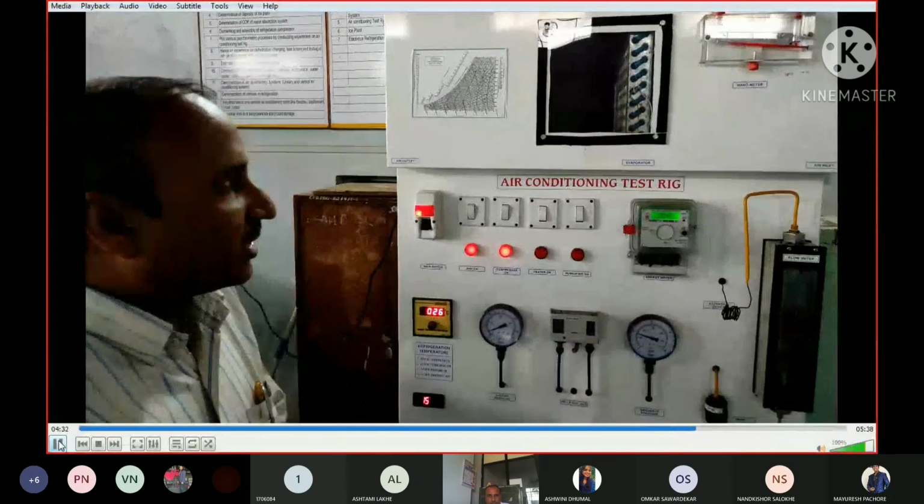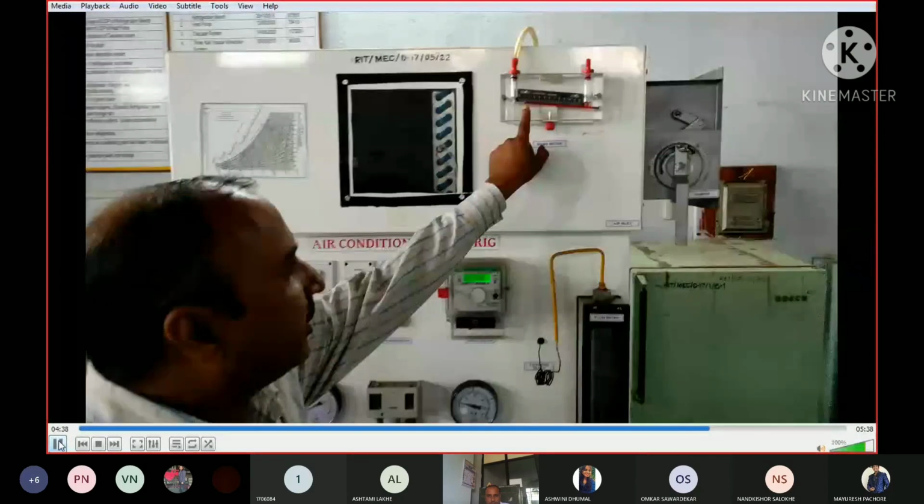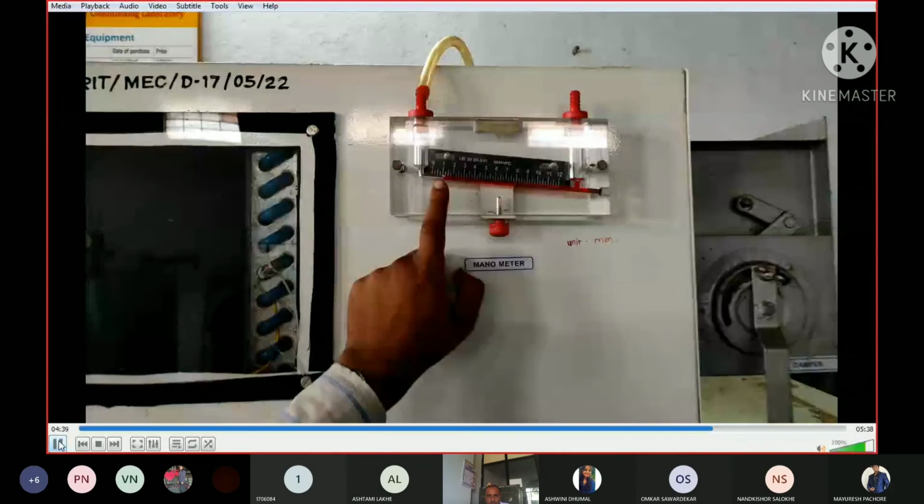And one more piece of data is required, which is the quantity of air. How much air is going to flow? This is measured by the manometer.